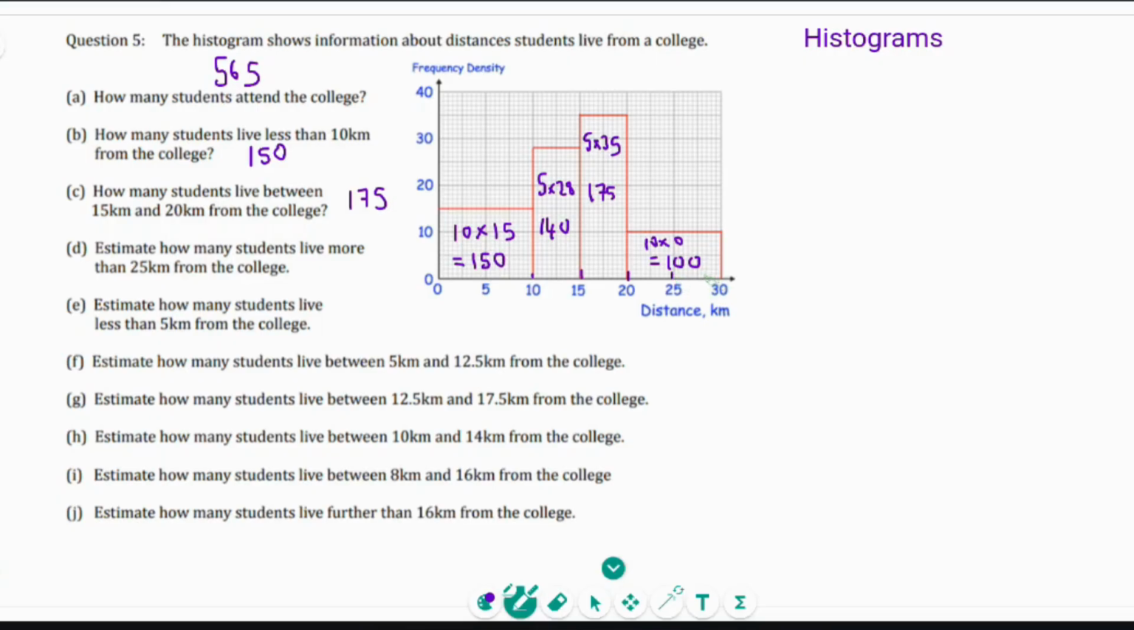Why did it say estimate? Well, we know 100 people are between 20 and 30 kilometres away, but we don't know exactly how far. But we're going to look at it proportionally, and we're going to say it's half of the bar. So it would be half of 100, 50.